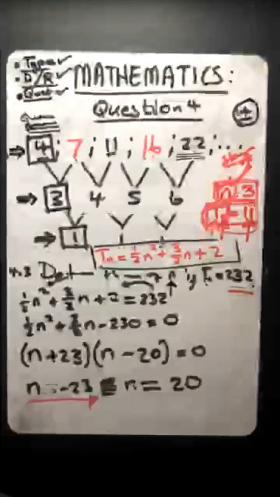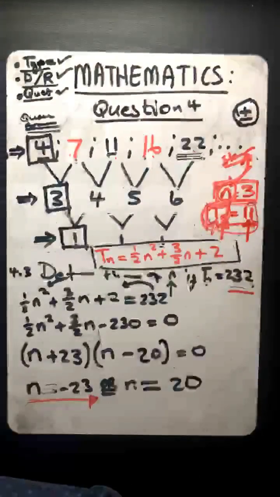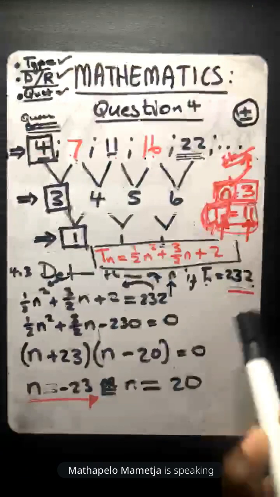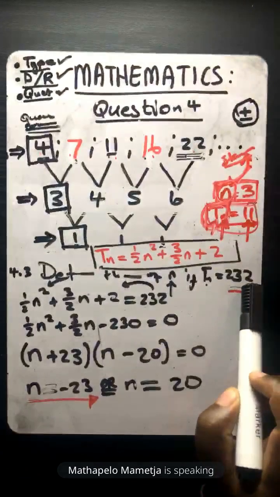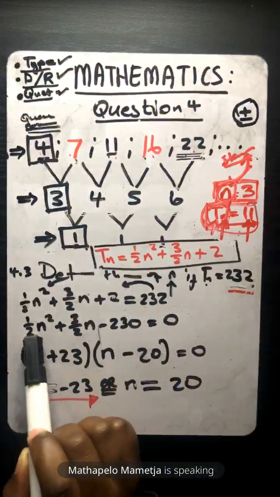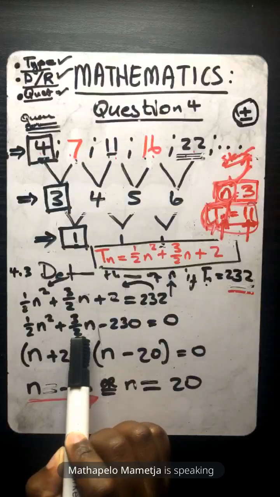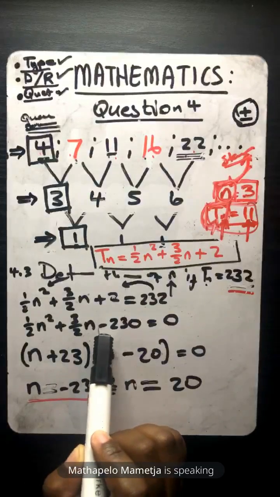Who is that? Is it a question coming through? I want to know what I get, 232, after the expression 1 over 2 n squared plus 3 over 2 n is minus 230. You got 32, guy.